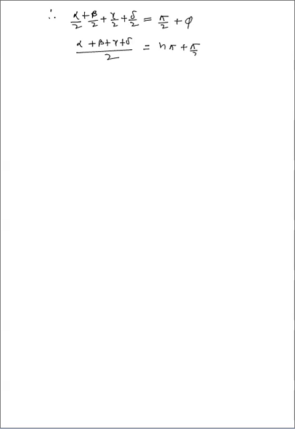So it gives tan of alpha by 2 plus beta by 2 plus gamma by 2 plus delta by 2, because the left hand side is in tan and the right hand side is also tan, so we can compare the angle, and this comes pi by 2 plus phi. So we can write down alpha plus beta plus gamma plus delta upon 2 is equal to n pi plus pi by 2 plus phi. n is any integer.